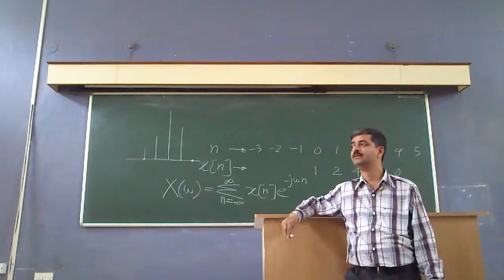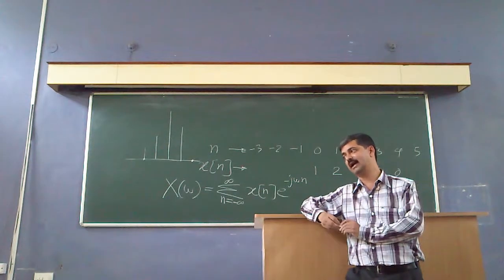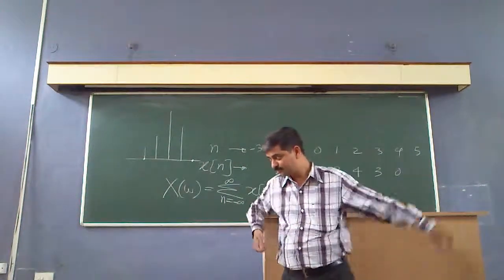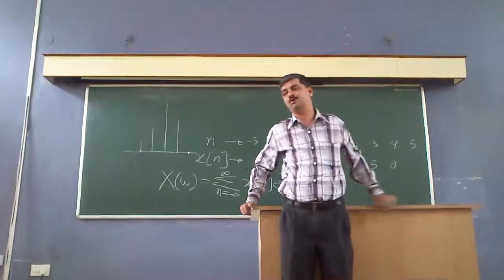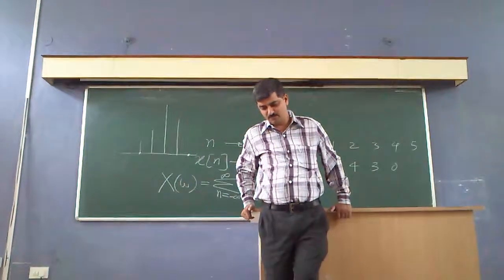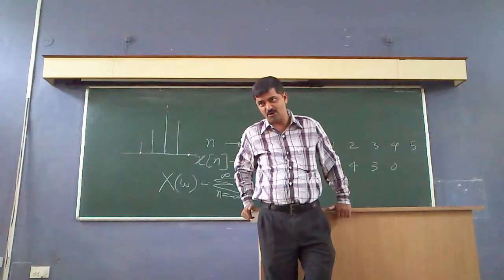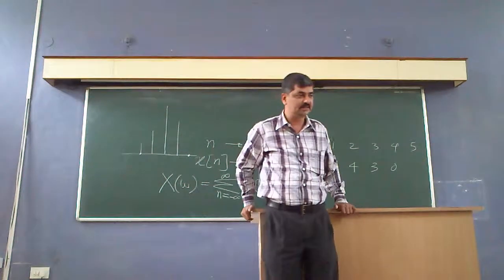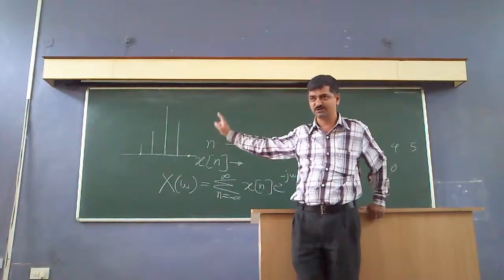So, in that context, the discrete time Fourier transform, even though it is continuous, when it is continuous, it means that it is a collection of uncountably infinite points. The DTFT is a collection of uncountably infinite points, because for every omega, there is a value of x of omega.